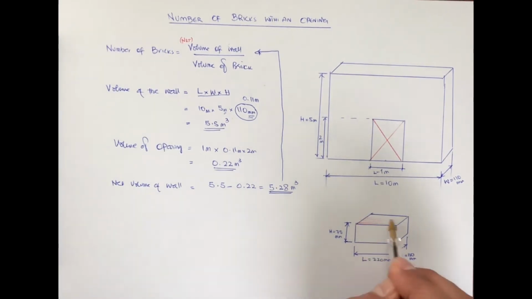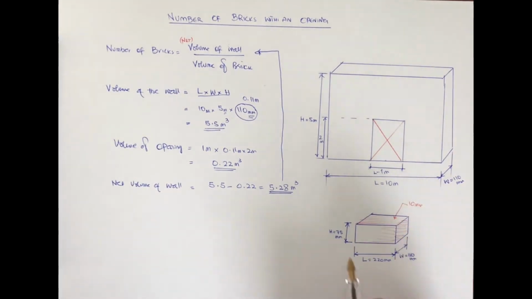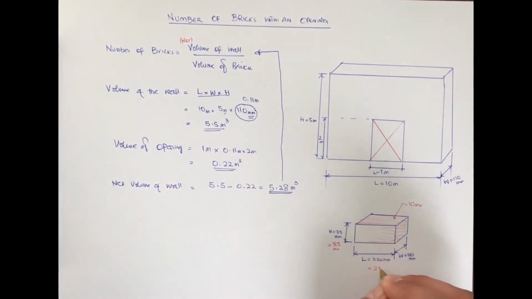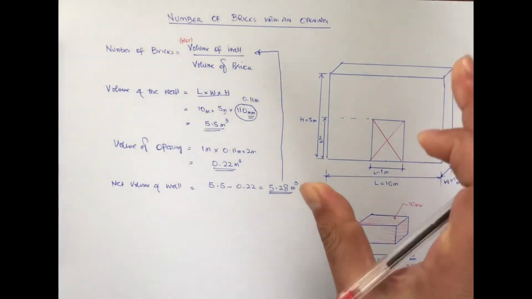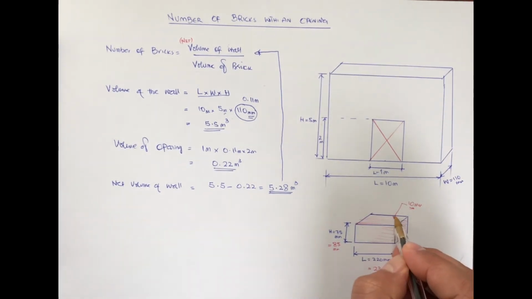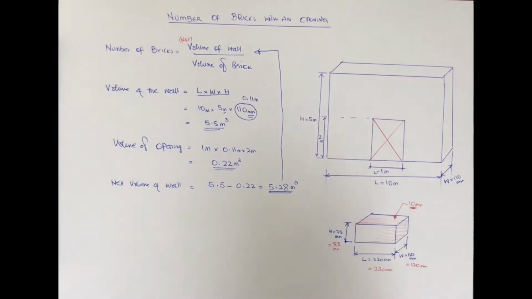Here I'm considering the volume of the brick with mortar. You can vary the mortar thickness depending on your construction. I'm considering 10 millimeter thick mortar, and that will change the size of the brick to 230 millimeters long, 85 millimeters high, and 120 millimeters wide, with 10 millimeters of mortar thickness. You can vary the thickness of the mortar depending on your construction, as said earlier.